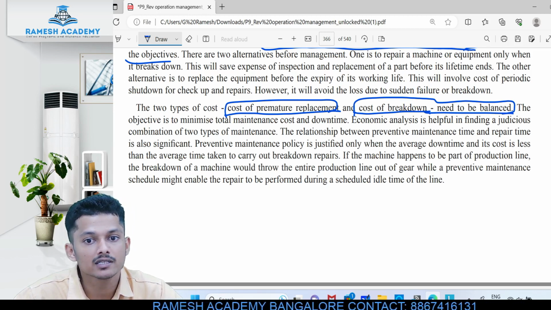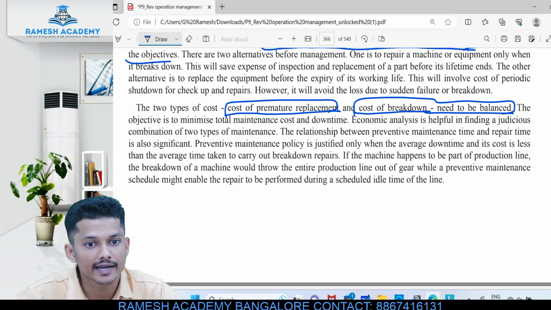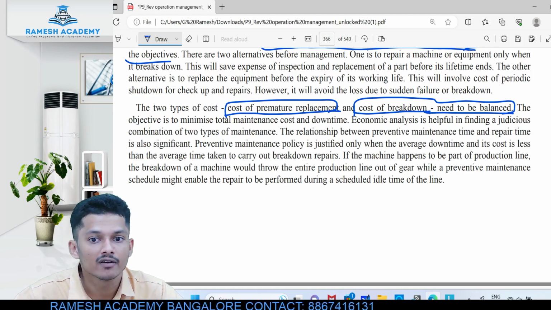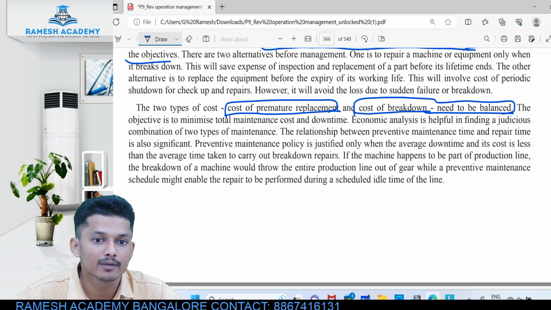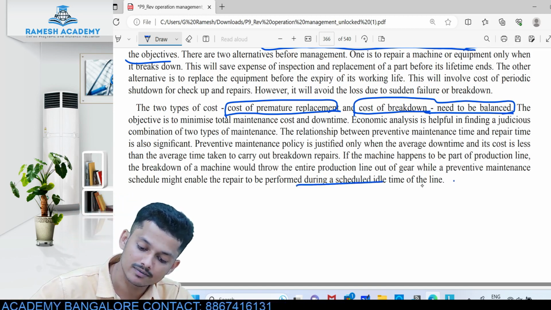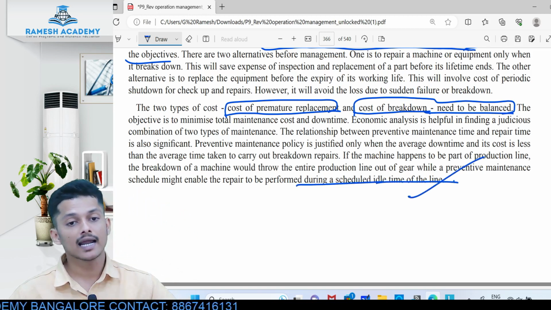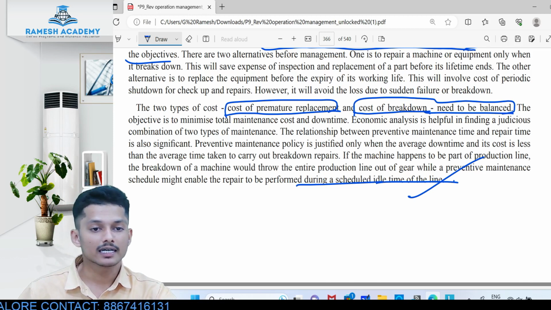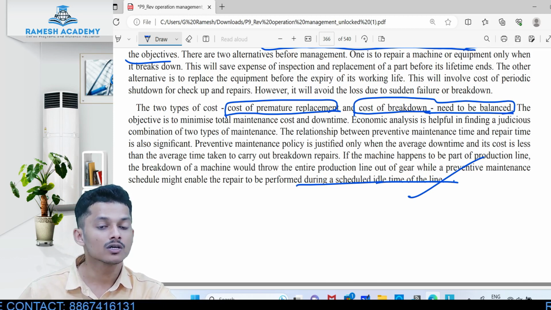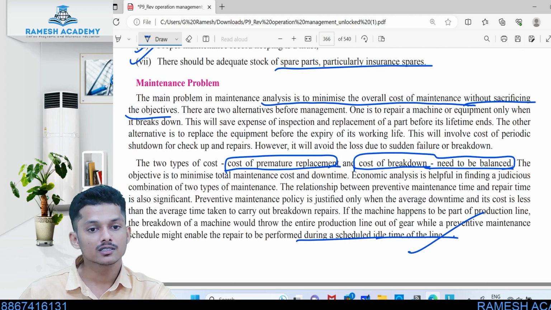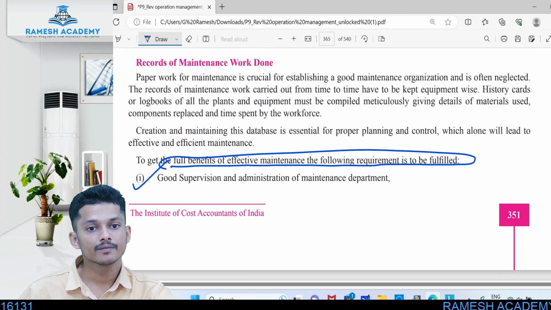If the machine happens to be a part of a production line, the breakdown of a machine would throw the entire production line out of gear, while a preventive maintenance schedule might enable the repair to be performed during a scheduled or idle time of the line. Okay, like what analysis you take for the replacement of a machine, or without sacrificing the objectives, what decisions you take to make it, that comes under maintenance. Clear?